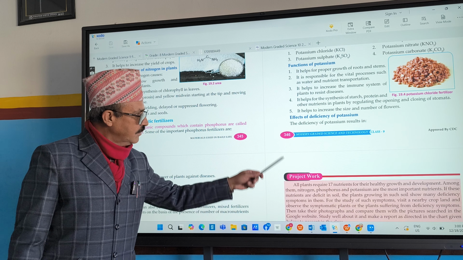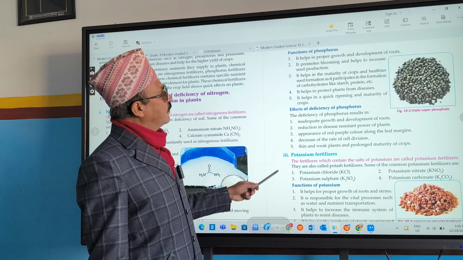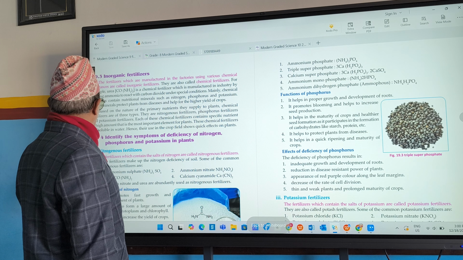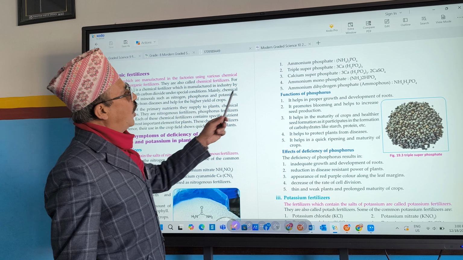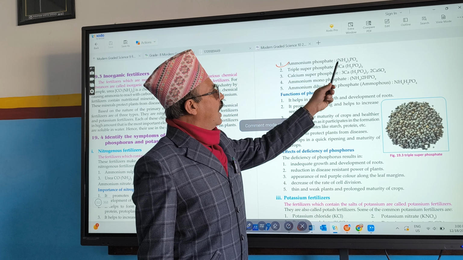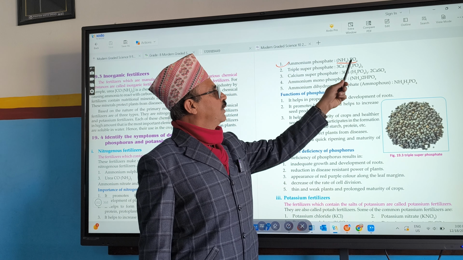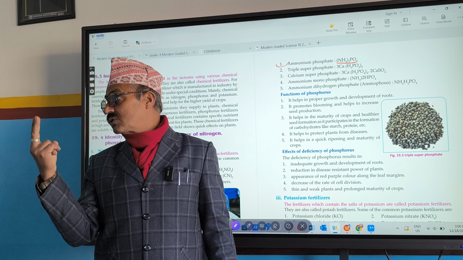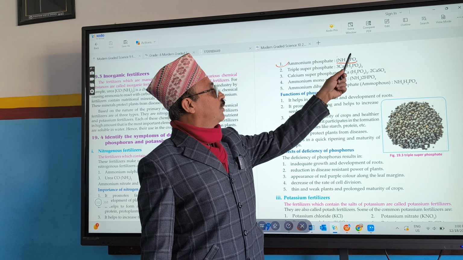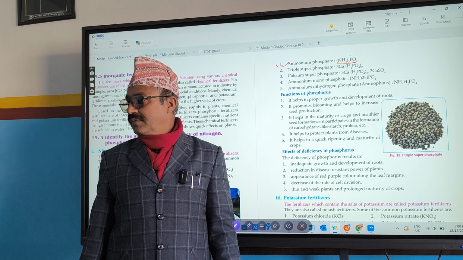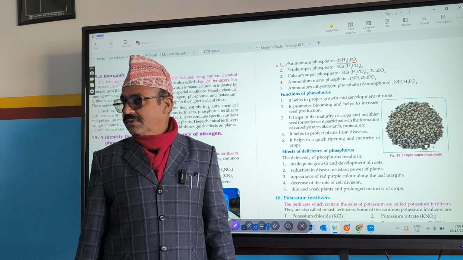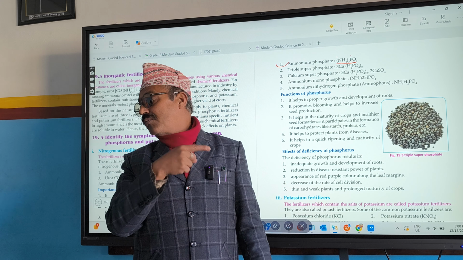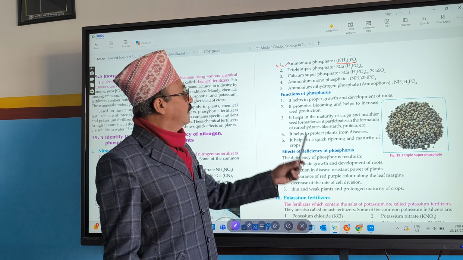Some examples, what are the examples? What is the first one? Ammonium phosphate, (NH4)3PO4. But this contains two main nutrients: nitrogen also, phosphorus also. Can you see or not? If the soil lacks two nutrients, then ammonium phosphate can be provided.